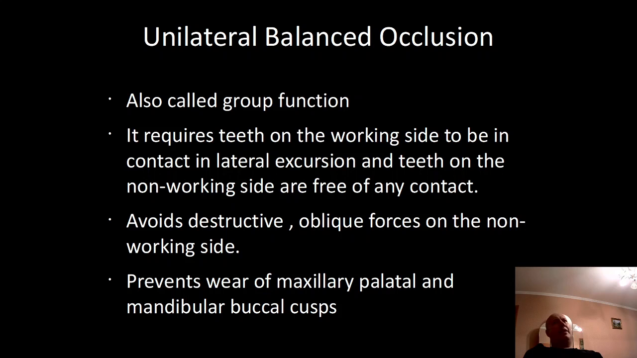Unilateral balanced occlusion, also called group function, requires teeth on the working side to be in contact in lateral excursion, and teeth on the non-working side are free of any contact. It avoids destructive oblique forces on the non-working side and prevents wear of maxillary palatal and mandibular buccal cusps.